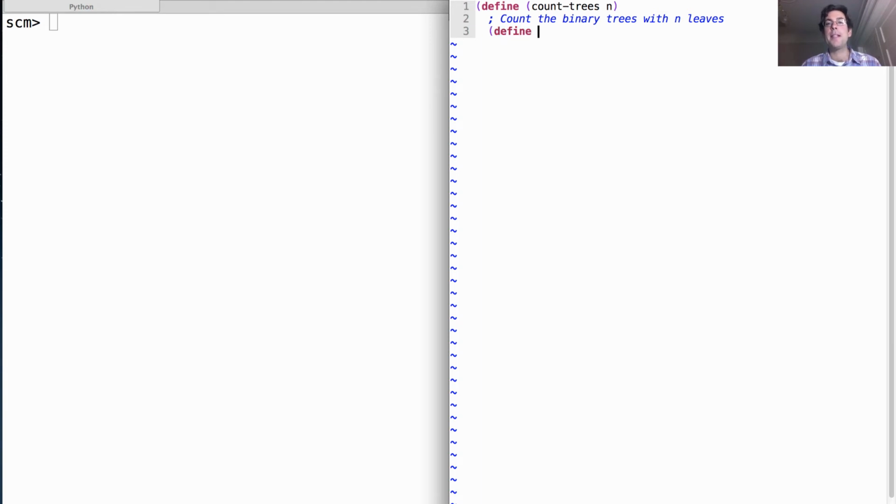Okay, so we're going to need to be able to count trees that have n leaves but exactly k in the left. Count trees with k in the left branch. And the expression that we wrote down for how to do this is we multiply the result of counting trees that have k leaves with the trees that have n minus k leaves.